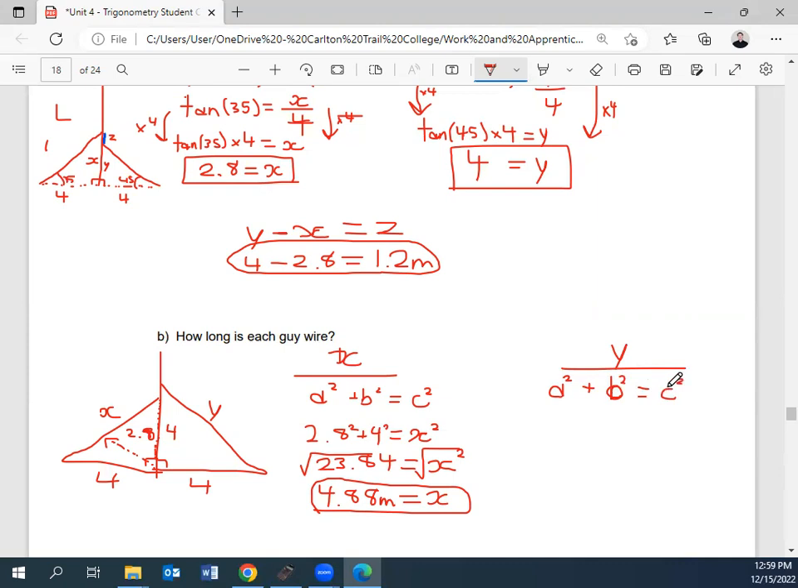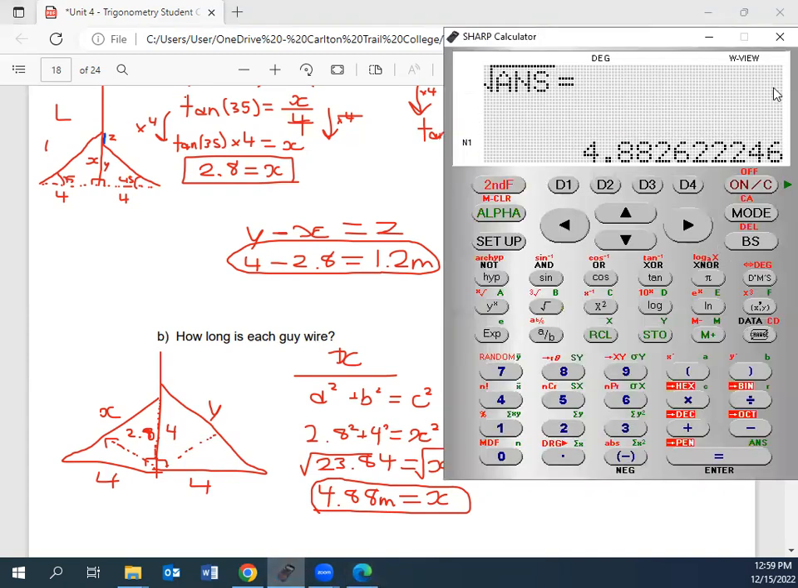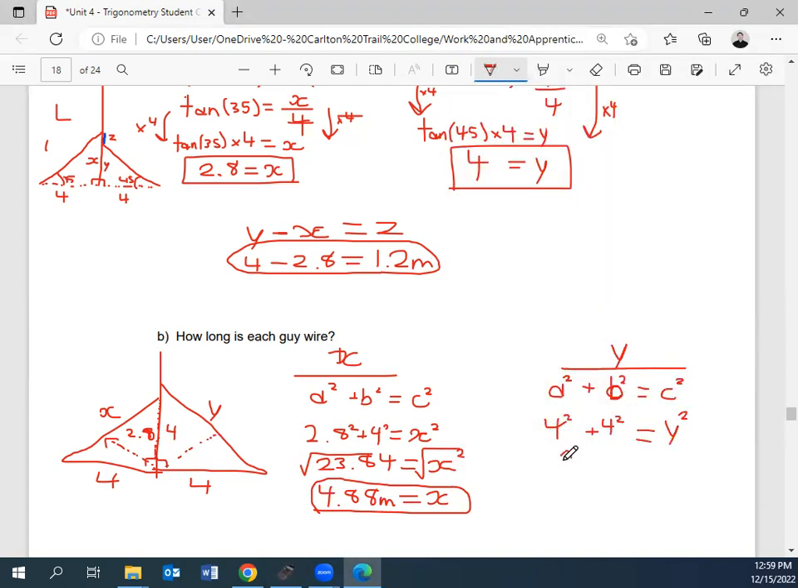So if it's of the right triangle there, what's the hypotenuse? It's the y, right? Because it's opposite that right angle. So I'm going to put that in for C. And I'm just going to put the other stuff here. So 4 squared plus 4 squared. If you plug that into a calculator, that's going to end up giving you 32. Exactly, just 32. Equals y squared.